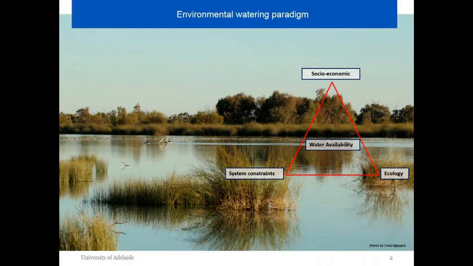So the capacity to deliver environmental water around the world revolves around these four basic premises. It's the amount of water that's actually available within the system, the ecological needs and the ecological response to the delivery of that water, the system constraints. So what is it about the behaviour of the system and the way it needs to be operated that constrains the amount of water that you can deliver at any particular time, and the social and economic ramifications for delivering that water instead of making it available for agriculture.